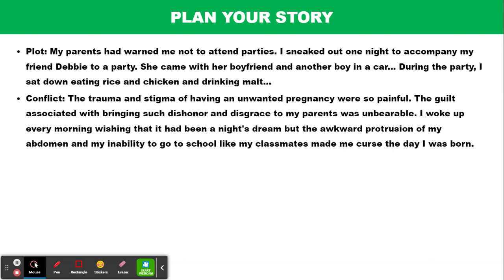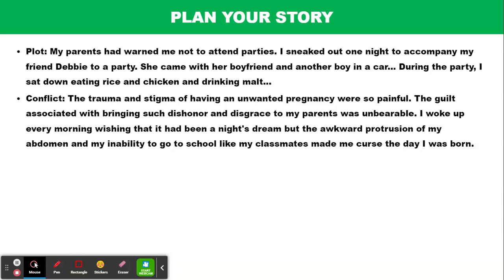the trauma and stigma of having an unwanted pregnancy were so painful. The guilt associated with bringing such dishonor and disgrace to my parents was unbearable. I woke up every morning wishing that it had been a nice dream, but the awkward protrusion of my abdomen and my inability to go to school like my classmates made me curse the day I was born. See, there is a conflict, there is a serious problem confronting this character.